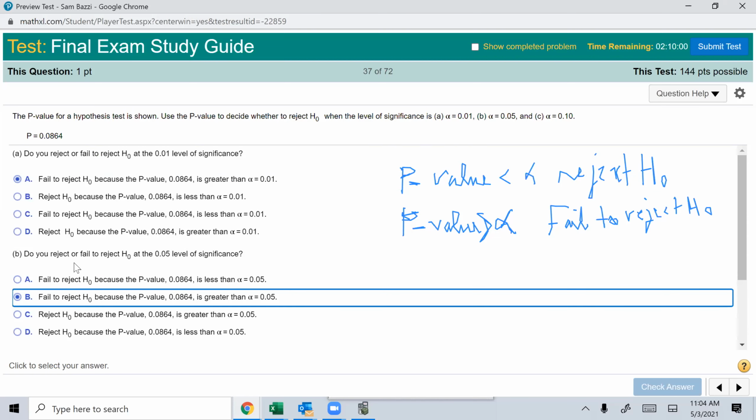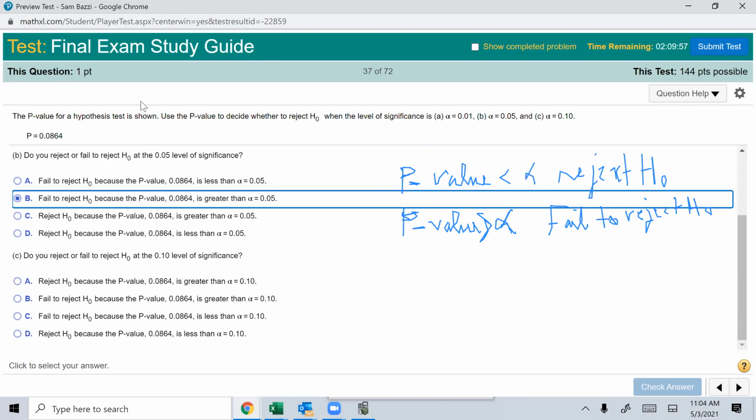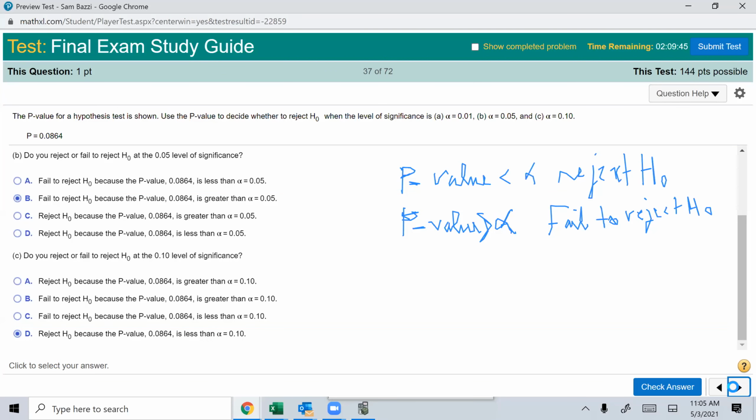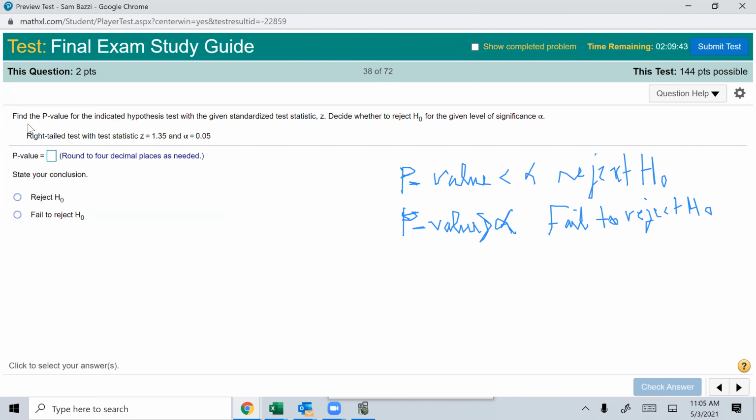Greater. What about 10%? 0.08 is less than 10%, so you reject H0. So alpha makes a big deal. This is the level of significance here, because the p-value is less than alpha. Just a warm up. Okay.